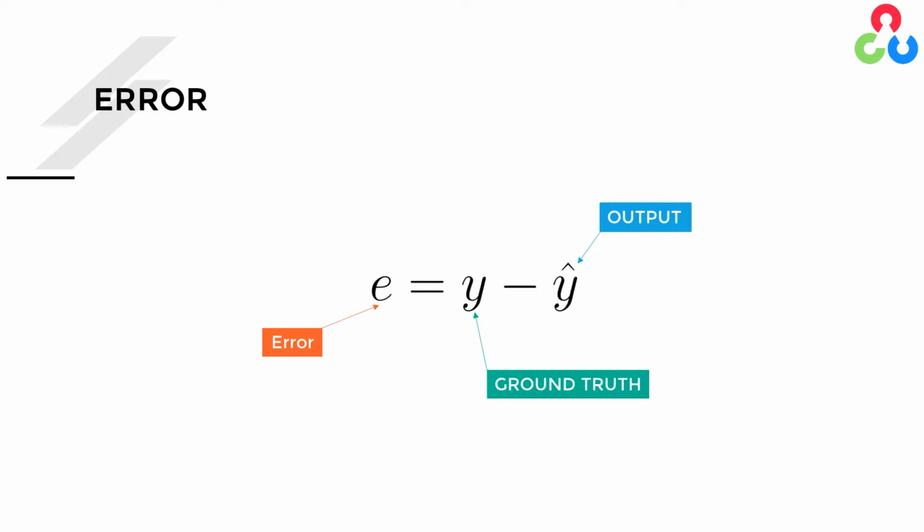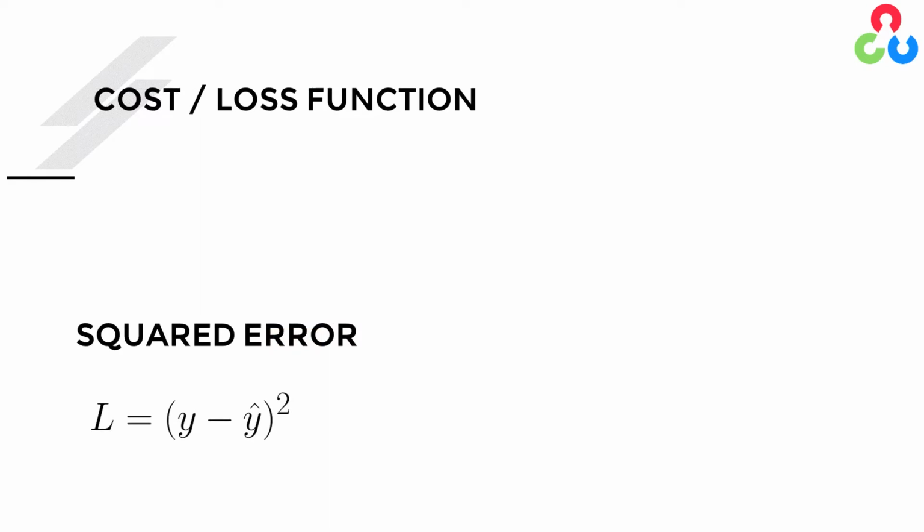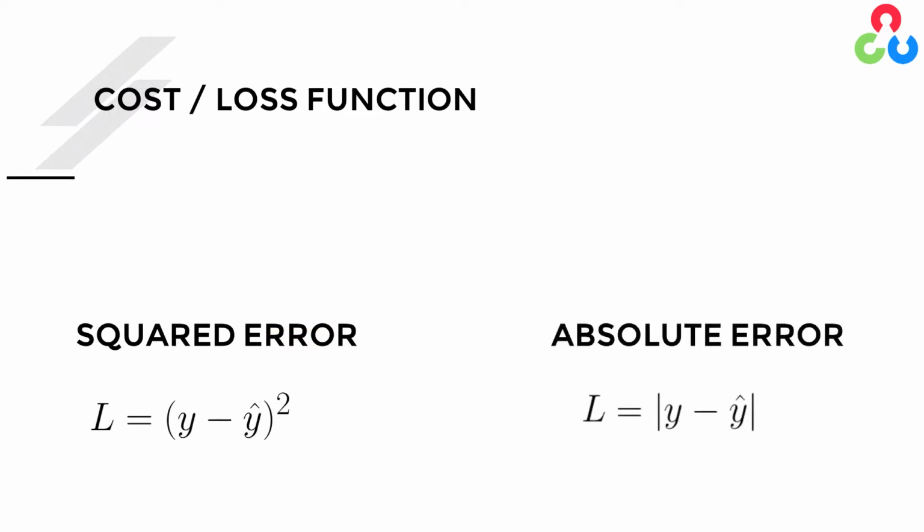There are two ways to make the error positive. We can work with the square of the error, or we can work with the absolute value of the error. So we can say that our objective is to find parameters that minimize either the squared error or the absolute value of error.